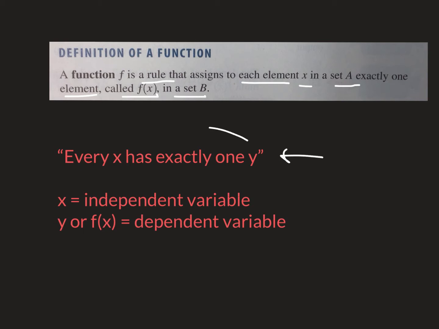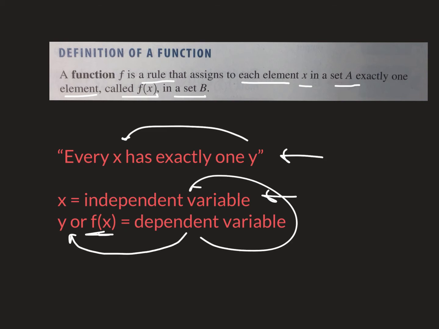The y depends on the x. X is the independent variable. Y, or f of x, which is the same thing, is the dependent variable. It depends on the x.